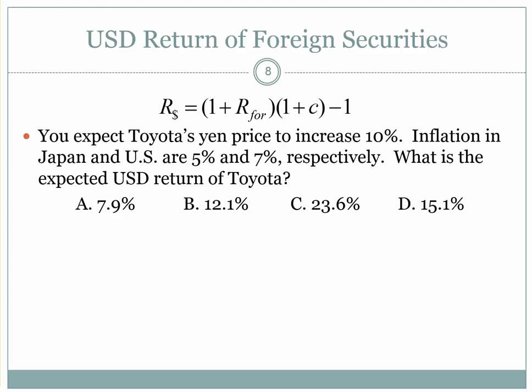Using that formula, we can answer another question. So you expect the Toyota to increase by 10% in yen. Inflation in the US and Japan are given. So here's our yen inflation. Here's our dollar inflation. So what's the expected return, US dollar return of Toyota?